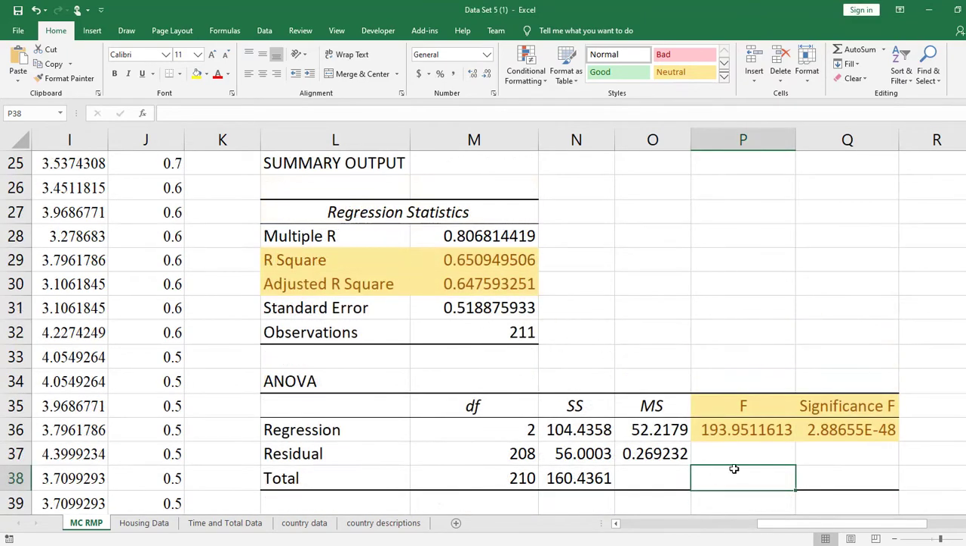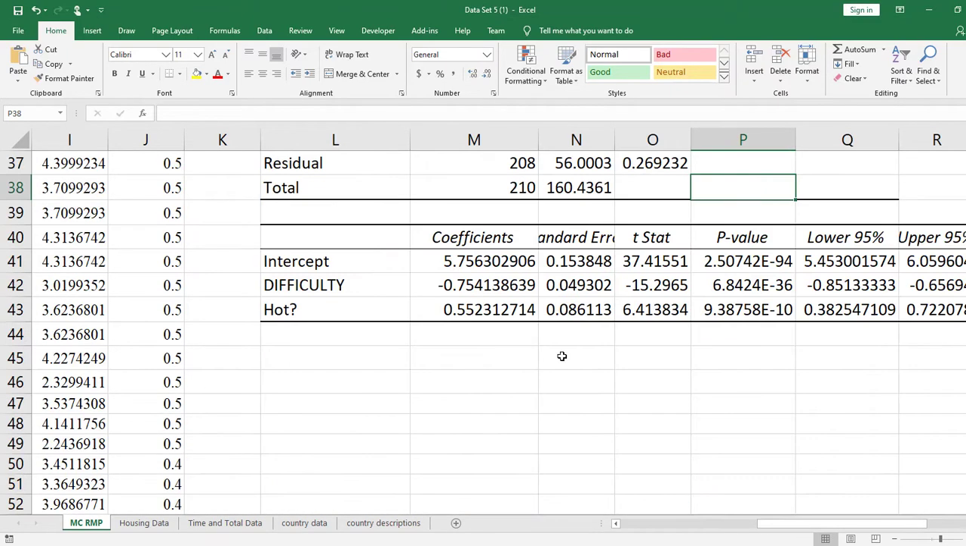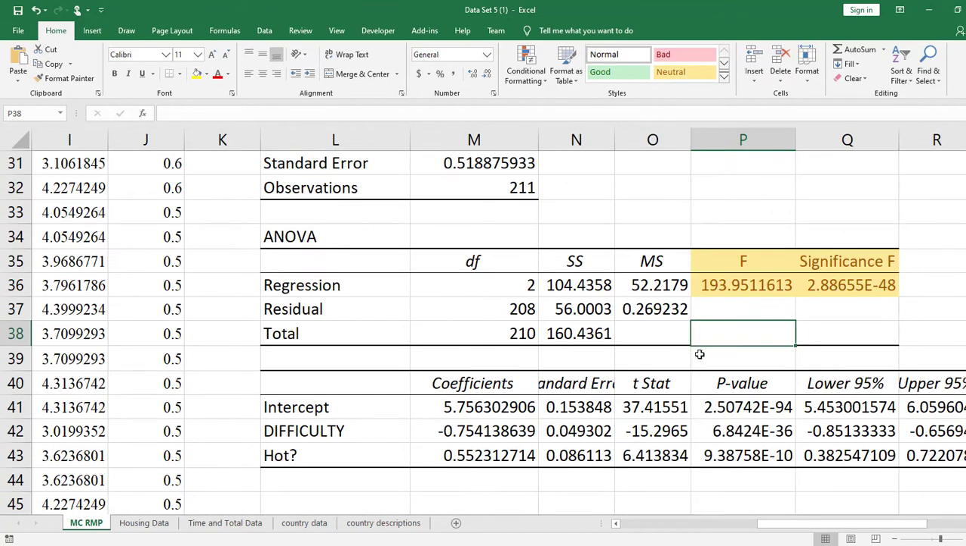So here we see the regression from before. This is, of course, Rate My Professor data using both difficulty and the hot dummy variable to predict quality. And we had statistical significance on both of them, with, as predicted, a negative coefficient for difficulty, so harder professors get lower ratings, and a positive coefficient for the hot dummy variable, more attractive professors get higher ratings.